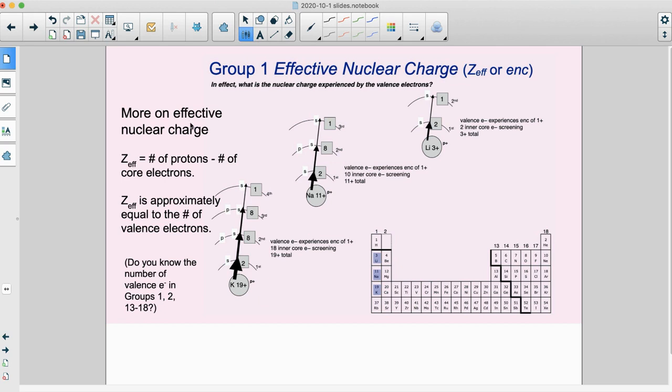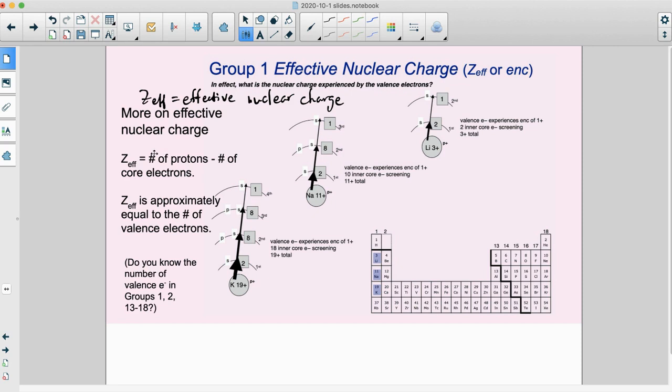We kind of just talked about this generally, but now we're going to use a formula for the effective nuclear charge. Z effective, so Z effective is the same as effective nuclear charge. That's what I mean by Z effective.